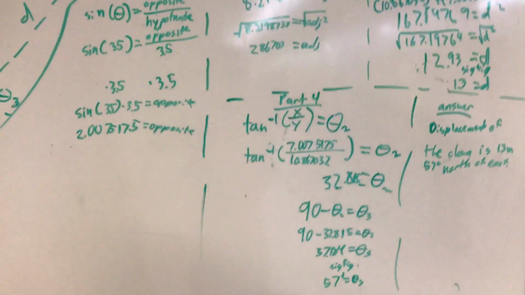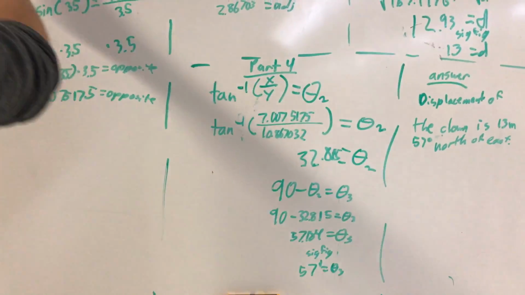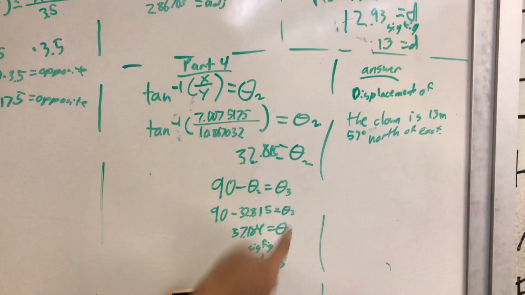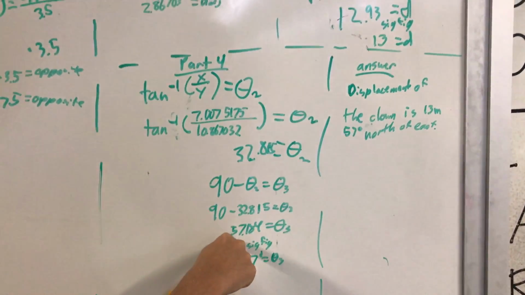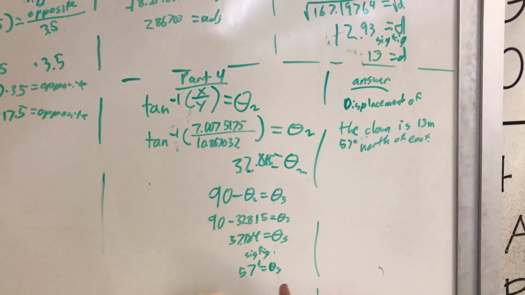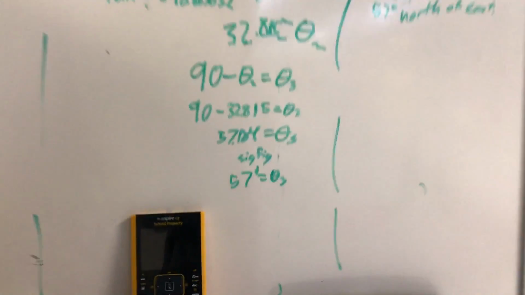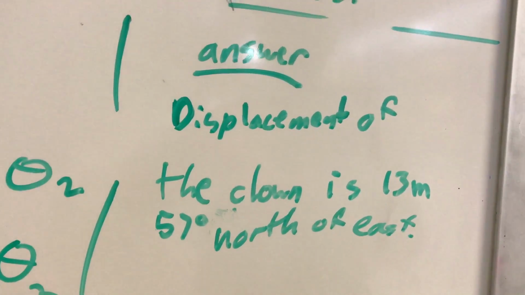On to part 4. This part will be identifying theta 3 right here. What we first need to do is find theta 2. We use the inverse tangent equation, plugging these x and y in, so you can get theta 2. You plug this into your calculator and get this value right here. You subtract this value from 90 so you can find theta 3, and you keep simplifying until you get 57.184 as theta 3. Use sig figs, of course, and you get 57 equals theta 3. So the final answer is the displacement of the clown is 13 meters, 57 degrees north of east.